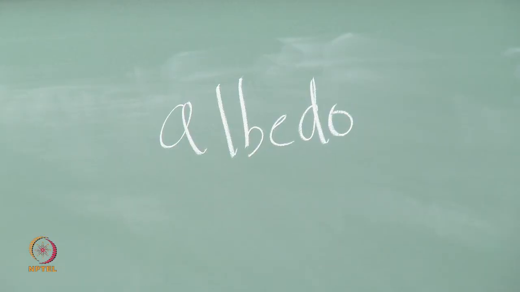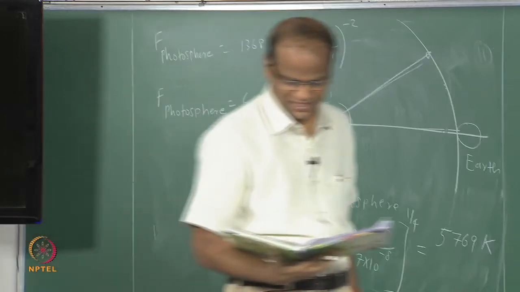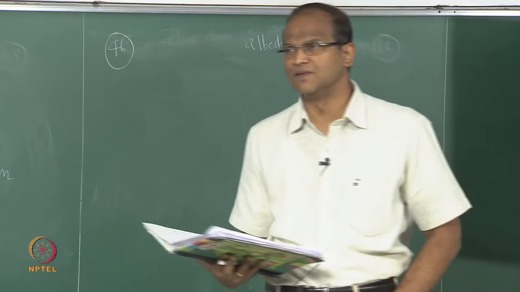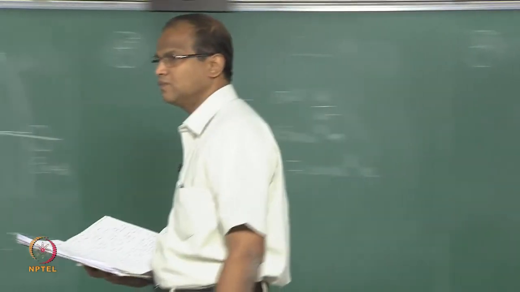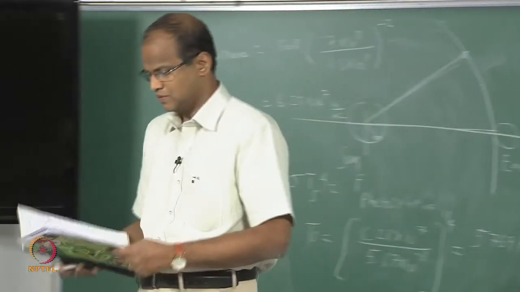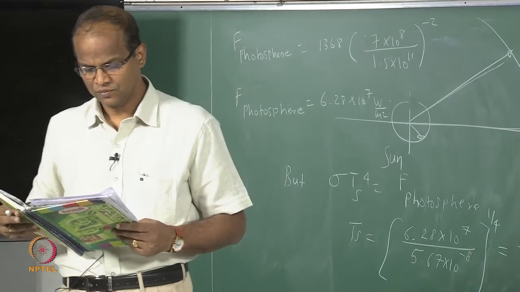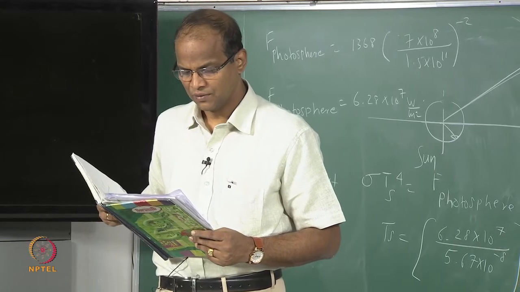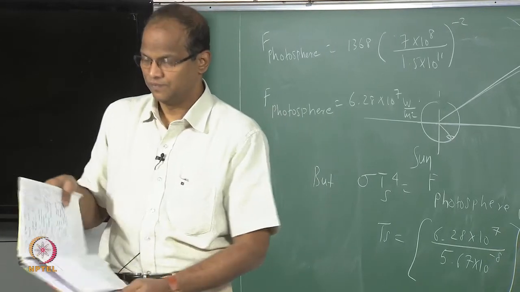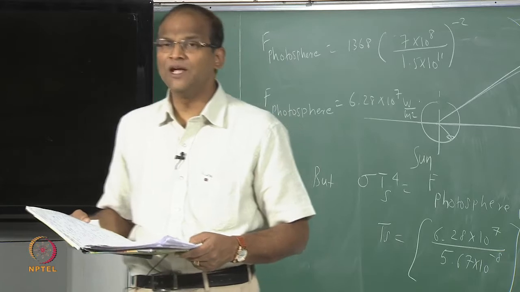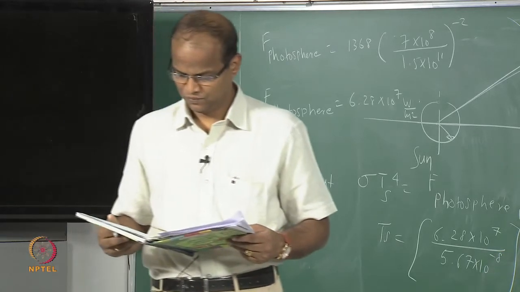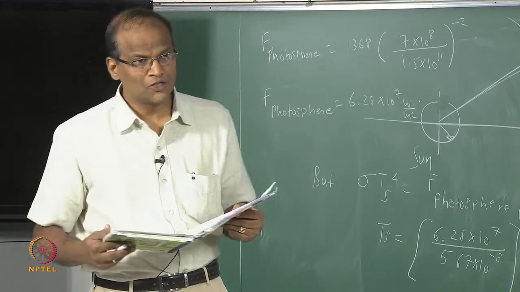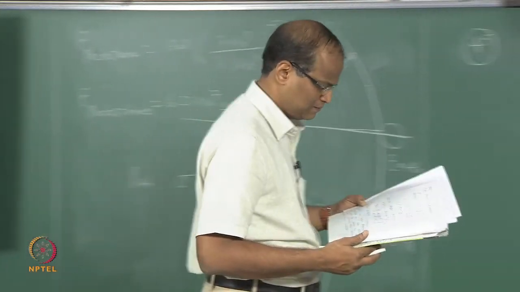Problem number 46. Calculate the equivalent black body temperature of the Earth, assuming a planetary albedo of 0.3.